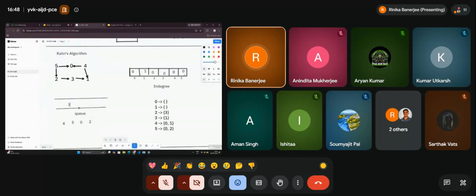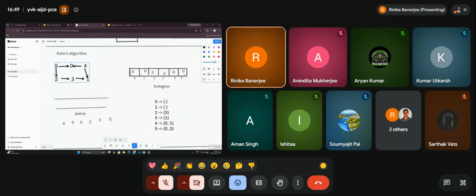Now I'll again pop 3 from the queue. I'll take 3 to my answer. Now 3 is contributing to the in degree of 1. So I'll reduce the in degree of 1 by 1. Now I'll push 1 to the queue. Every time a node's in degree becomes 0, we are going to push it to the queue. Now I'll again pop. Now 1 is not contributing to the in degree of any node. So that means this is our topo sort.